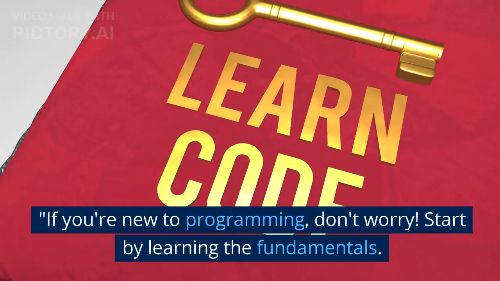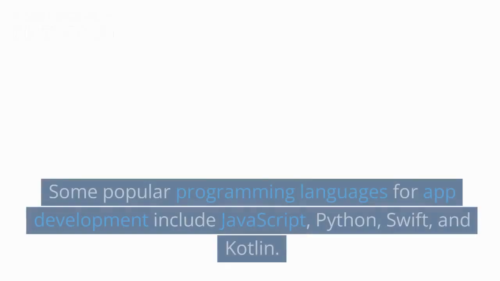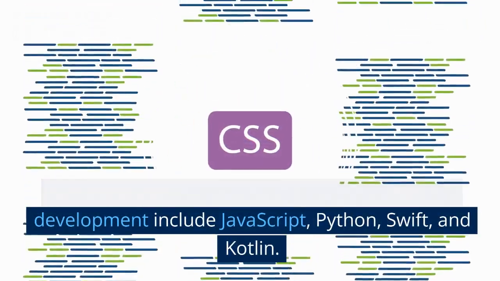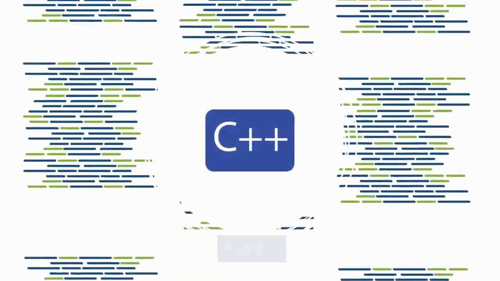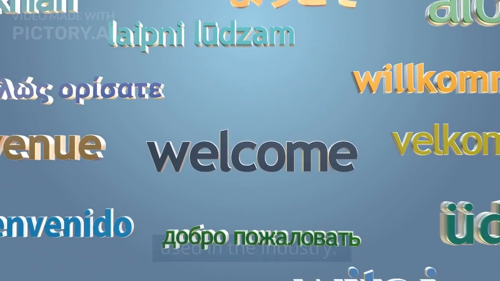If you're new to programming, don't worry. Start by learning the fundamentals. Some popular programming languages for app development include JavaScript, Python, Swift, and Kotlin. These languages are beginner-friendly and widely used in the industry.